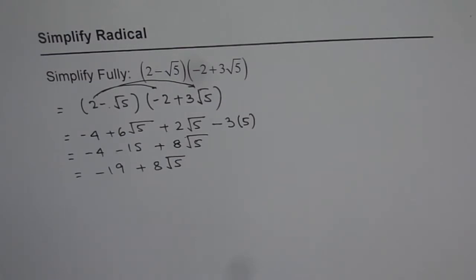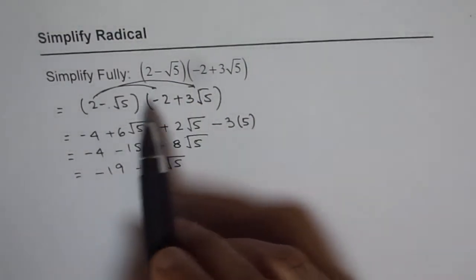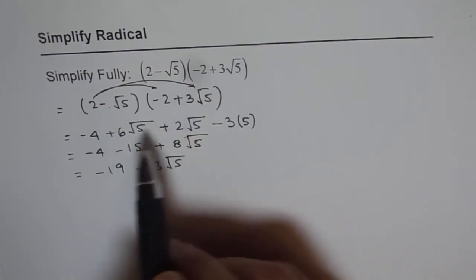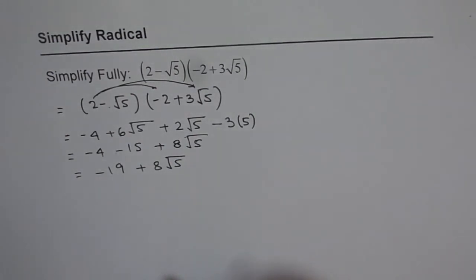with radicals. I hope you understand the steps. The steps are: first apply the distributive property and distribute both these terms with the other two terms, getting 4 terms, and then combine the like terms and get a simplified form.